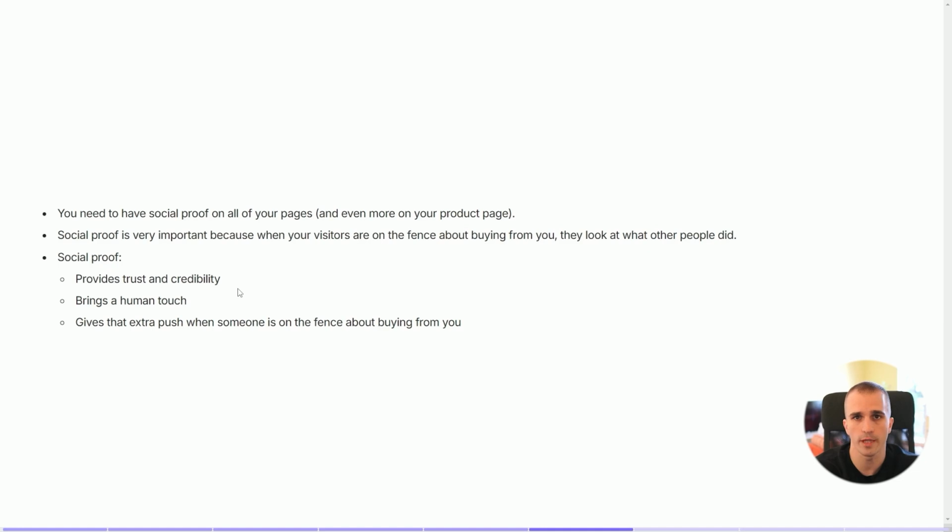It brings the human touch because you have elements of people on your product page, and especially if they're similar to each other, they're looking to solve the same problem. And the social proof will also give that extra push when somebody is on the fence to buy from you, so that they make that decision and place the order with you. So that is why it's so important to communicate the social proof as best as possible on your Shopify store, which we will cover right now.